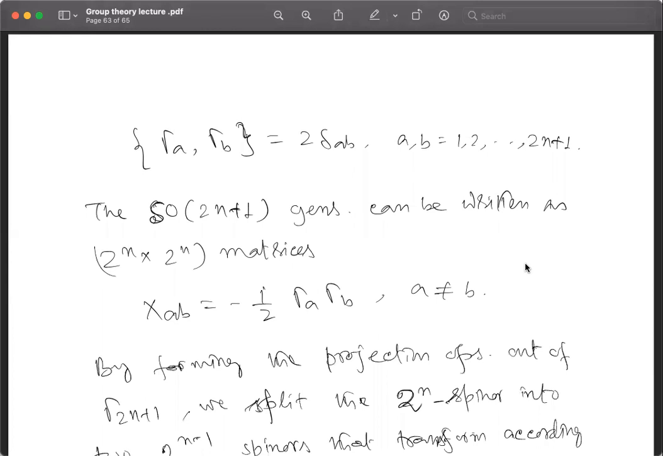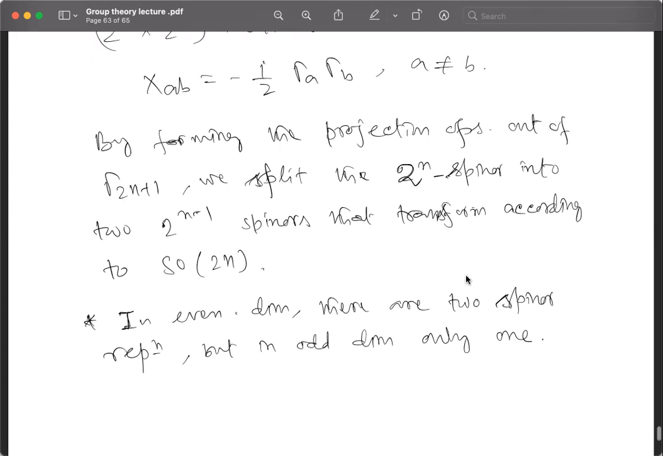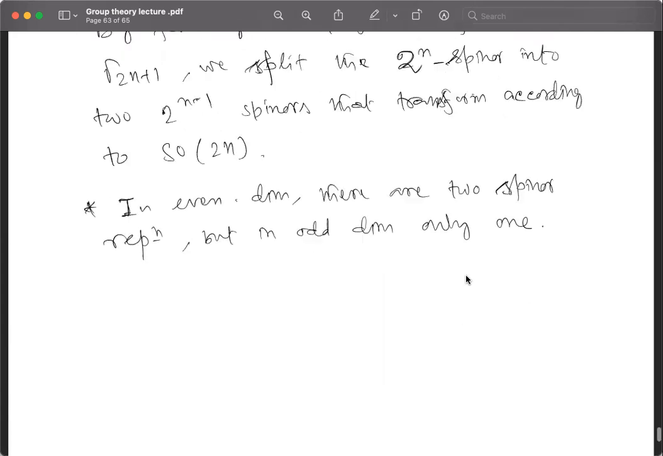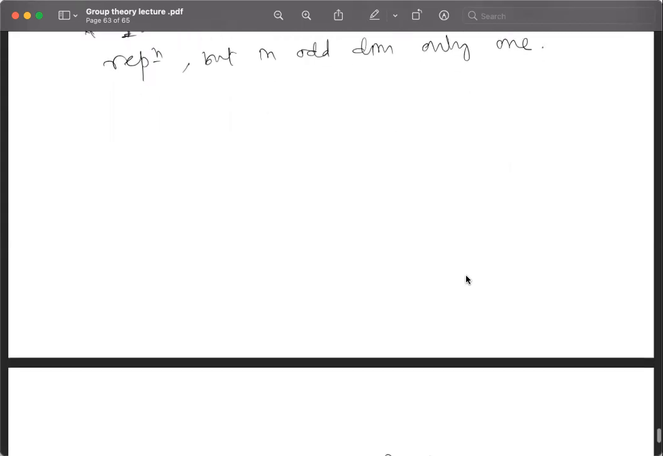So now the 2n plus 1 generators can be written as 2 to the power n times 2 to the power n matrices, like X AB as minus I by 2 gamma A gamma B, where of course A is not equal to B. And by forming the projection operators out of gamma 2n plus 1, we can split this 2 to the power n dimension spinor into 2 to the power n minus 1 dimension spinors that transform according to SO 2n. So in even dimension there are 2 spinor representations, but in odd dimension we have only 1. That's a very important thing, and that was related to when we discussed the chiral formula. This is why we can define the chiral formulas in even dimension only.